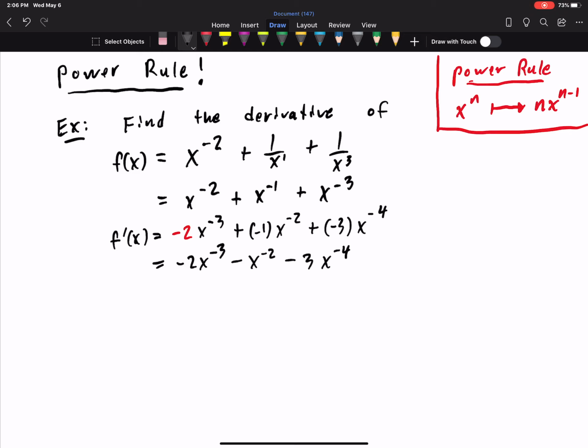So again, the moral of the story was: convert your fraction with the x in the denominator, bring your x up to the numerator, and negate the power. This is going to be a very common strategy you see throughout all of calculus.